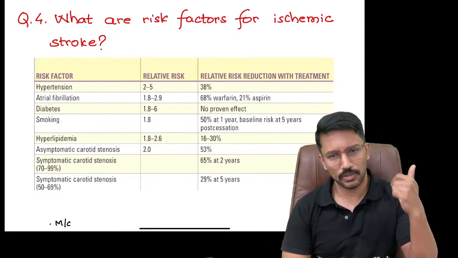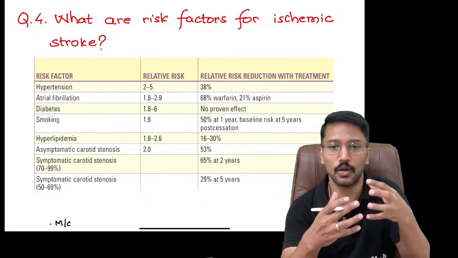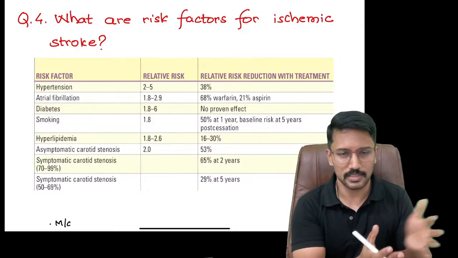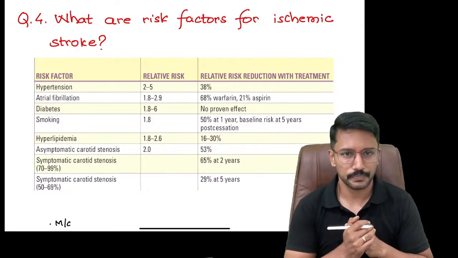We understood what is stroke, what is TIA, how do we classify stroke into ischemic and hemorrhagic, and then how do we subclassify them into the different categories based on the TOAST classification. Now we are into the risk factors for ischemic stroke.